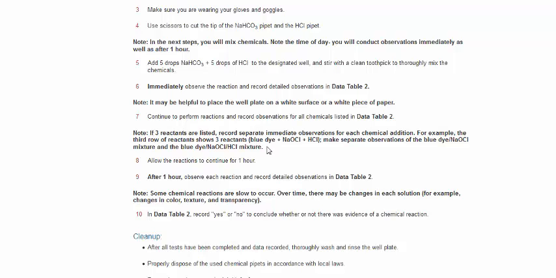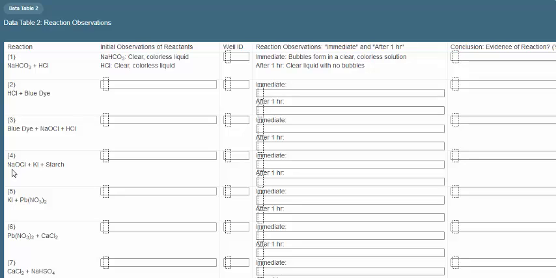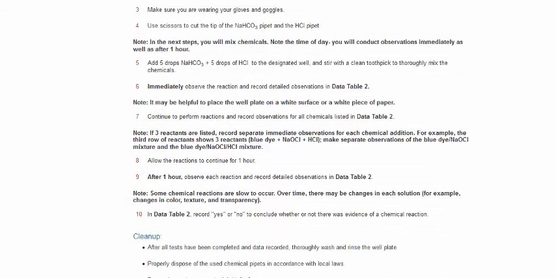If 3 reactants are listed, record a separate immediate observation for each chemical addition. What they mean by that is here we have NaOCl, or sodium hypochlorite, plus KI, or potassium iodide, plus starch. When you add the sodium hypochlorite and the potassium iodide together, write an observation. And then when you add the starch to it, write another observation. Same thing for number 3. If you have your blue dye, write what you see when you add the blue dye to the sodium hypochlorite, and then what happens when you add the HCl, or hydrochloric acid.